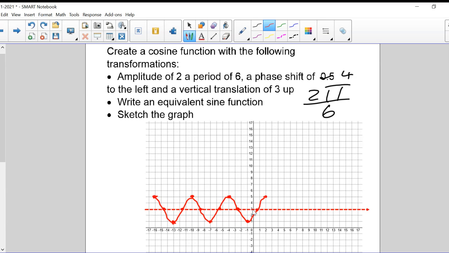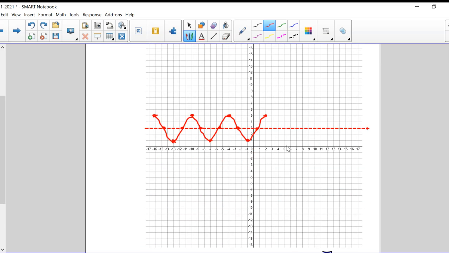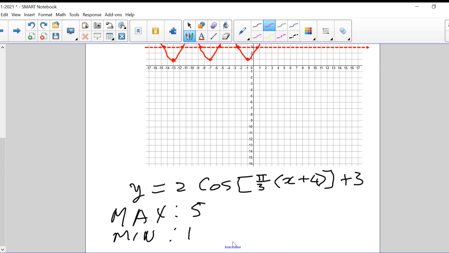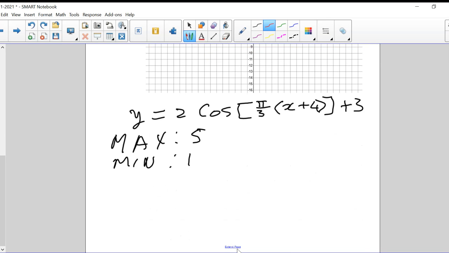Okay, you need to be able to do that. I'm going to show you another way to do it using transformations, but you need to be able to do that as well. So the only thing that we haven't done yet is to write an equivalent sine function. So that's where you come in. You've had some practice at this by now. We just did this a while ago, just like 2 minutes ago. Well, maybe 5 minutes ago.